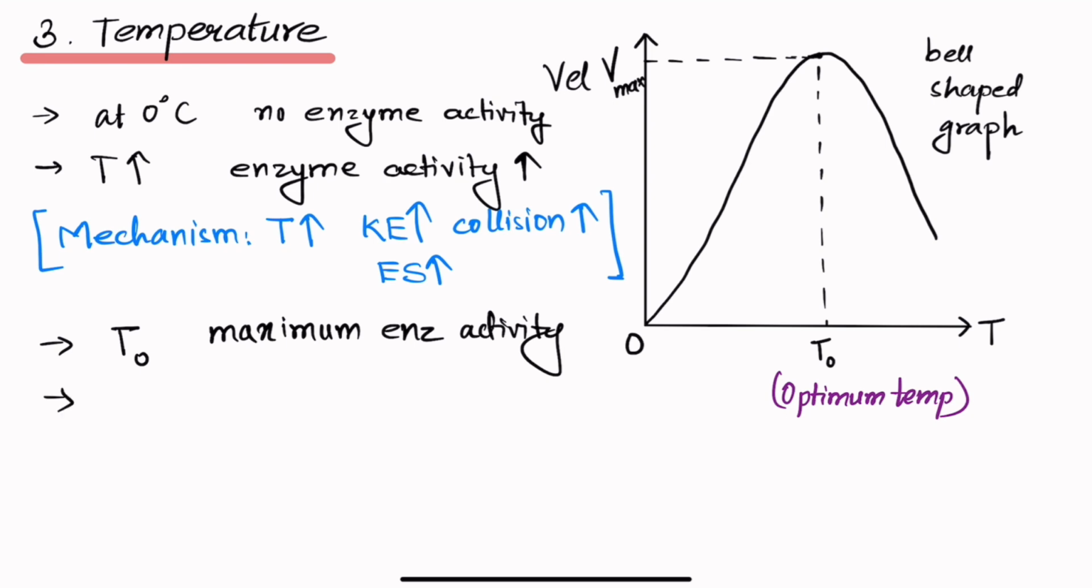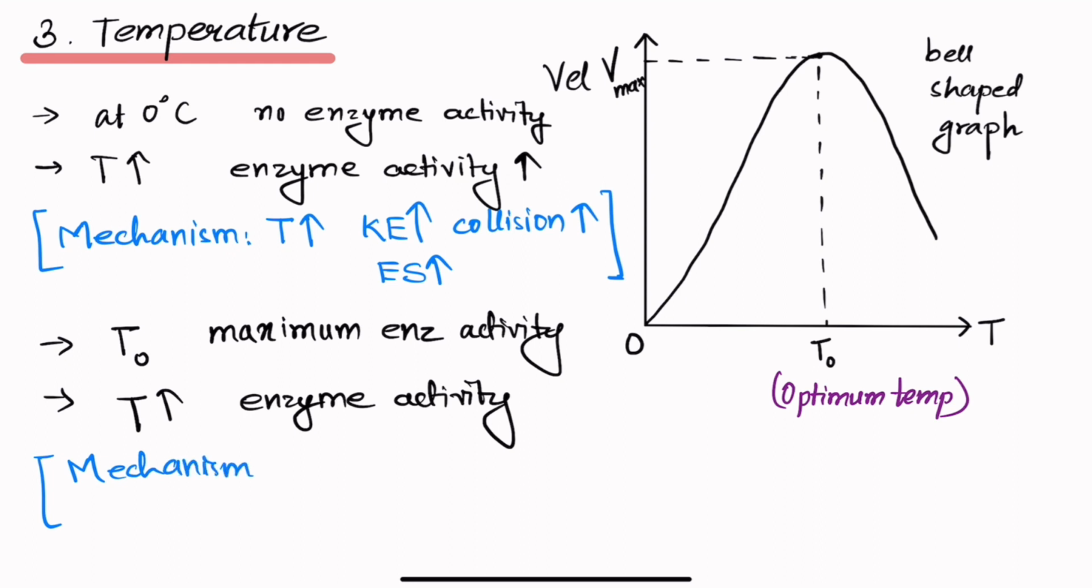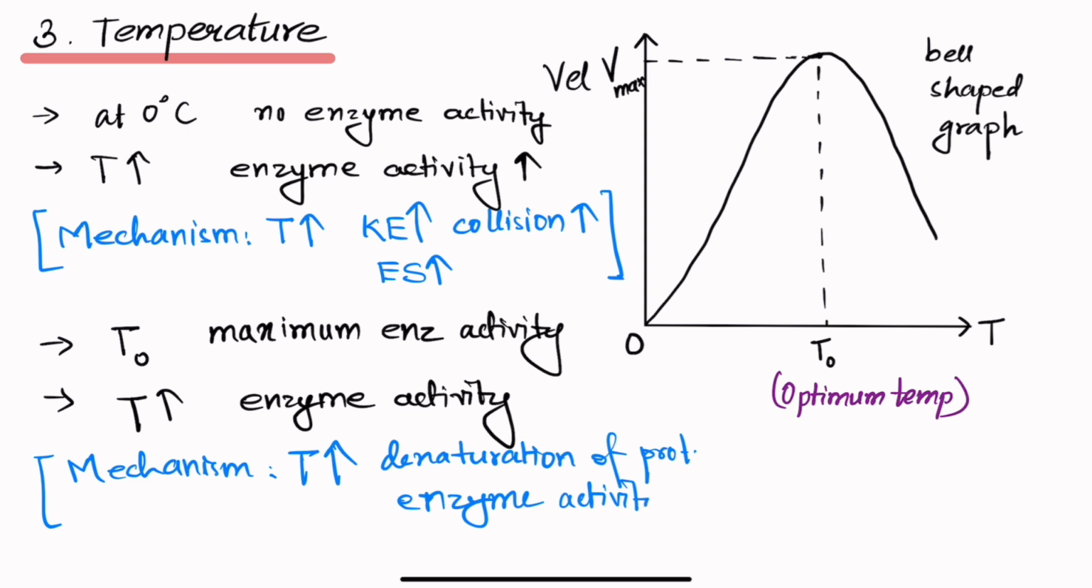However, upon increasing the temperature beyond the optimum temperature, the enzyme activity actually decreases. And here's the mechanism or reason behind it. Mechanism. When you increase the temperature beyond optimum temperature, the denaturation of protein occurs. And due to the denaturation of the protein, the activity of the enzyme decreases. Let me revise the whole thing.